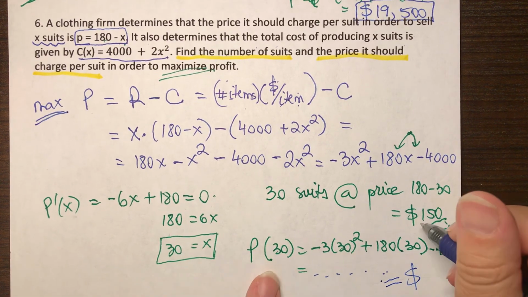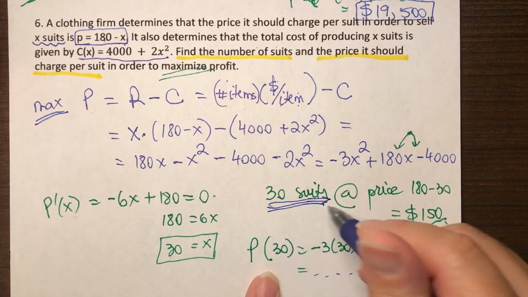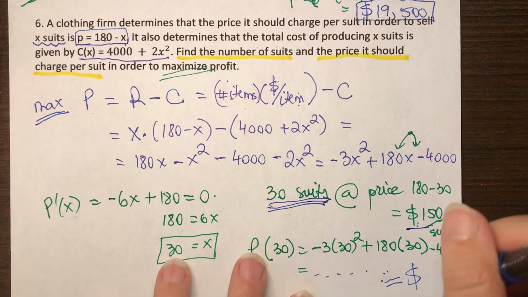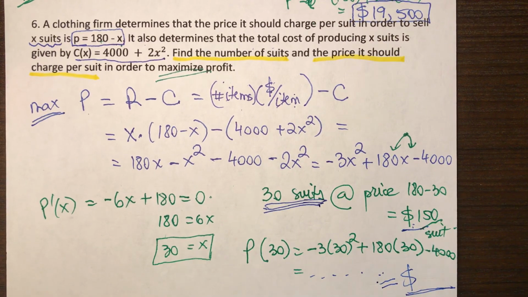Do not forget to write the units. 30 what? 150 what? Dollars. This is your profit, dollars. All right, so we're done with 2.4.